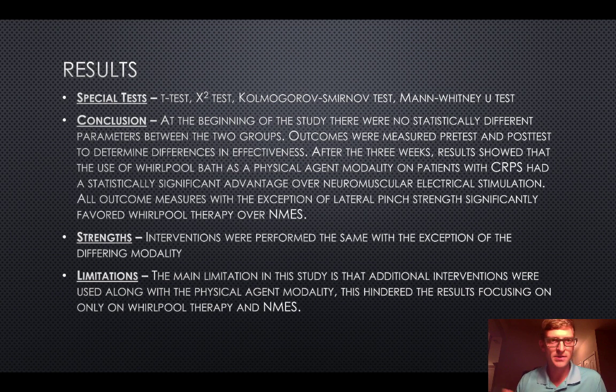The results of the study, some of the special tests that they used were a t-test, the chi-square test, a Kolmogorov-Smirnov test, a Mann-Whitney U-test. These were basically just to get comparative data to compare the neuromuscular electrical stimulation with the Whirlpool data and determine which benefited CRPS most.